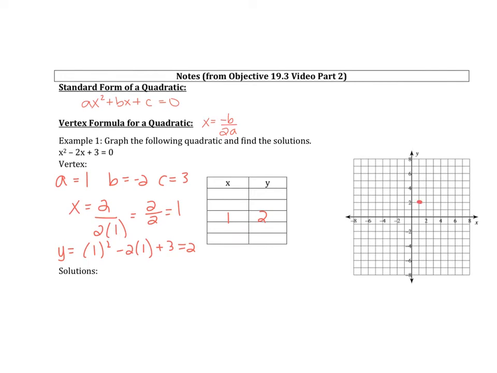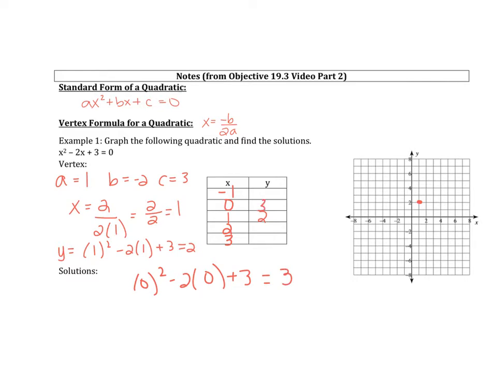And then we're going to go 2 to the right and 2 to the left, just as we did in part 1 of this lesson. So I'm going to plug in my 0. I do 0 squared minus 2 times 0 plus 3, and that is going to give me 3.